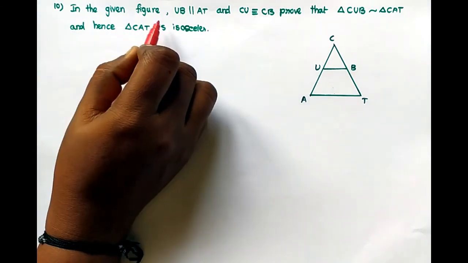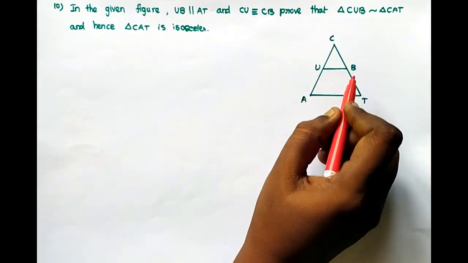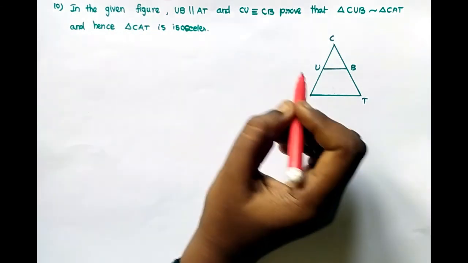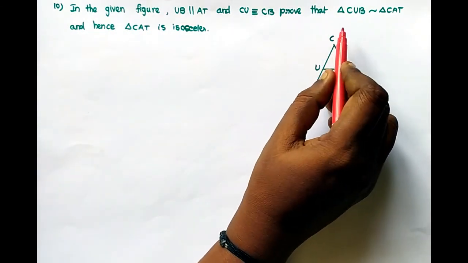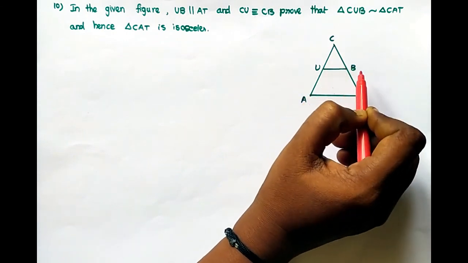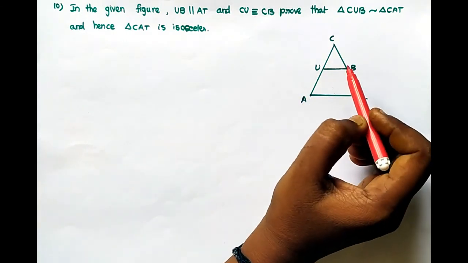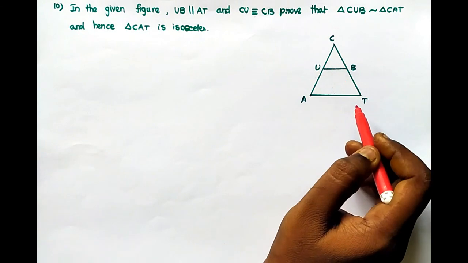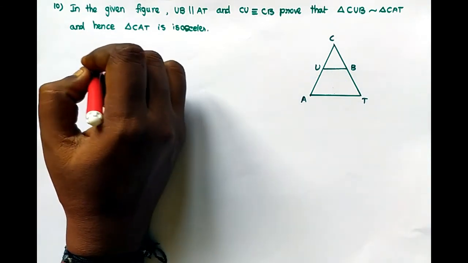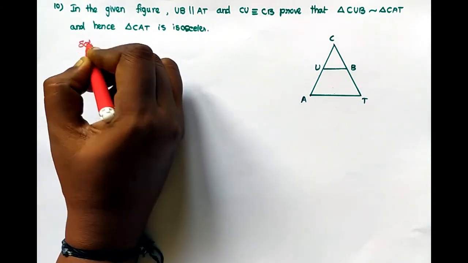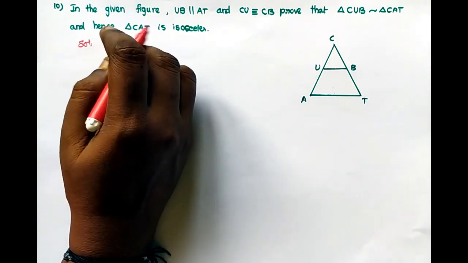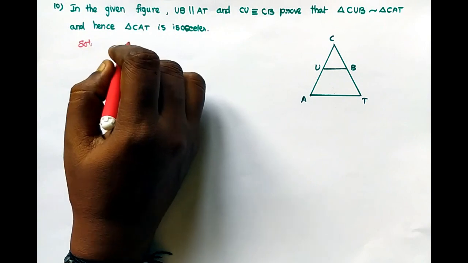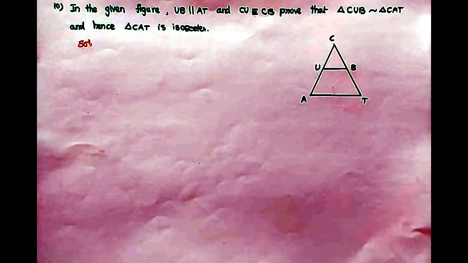10th sum, in the given figure, UB is parallel to AT and CU is congruent to CB. Prove that triangle CUB is similar to triangle CAT and hence CAT is isosceles triangle. Write statement and reason.